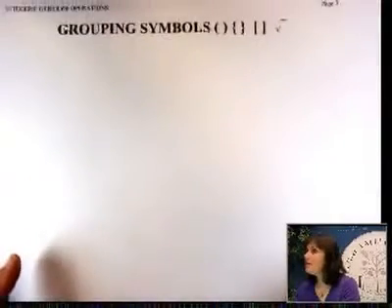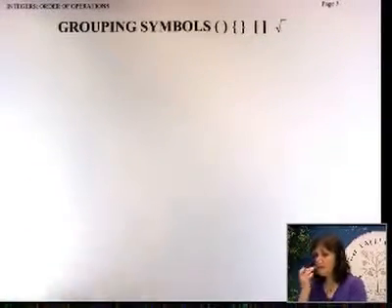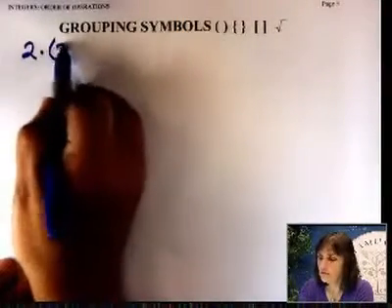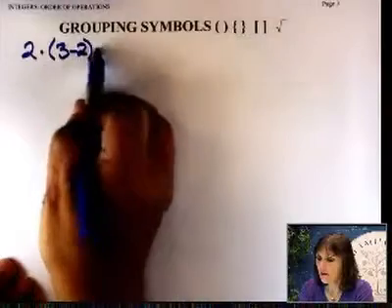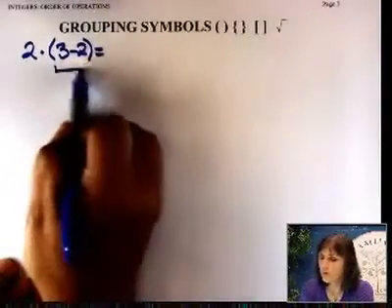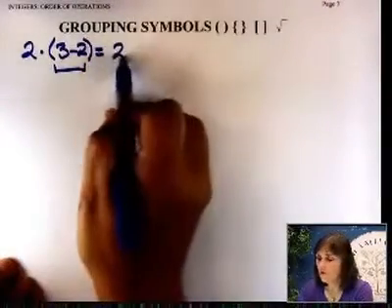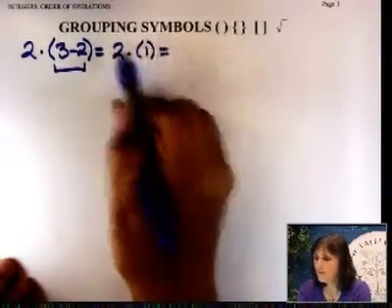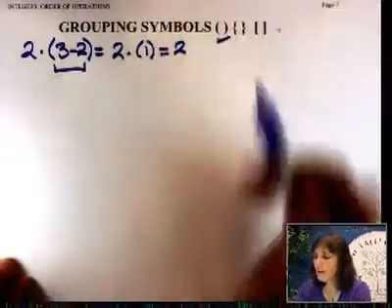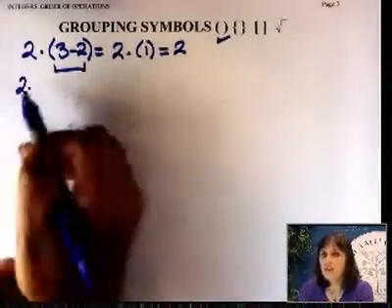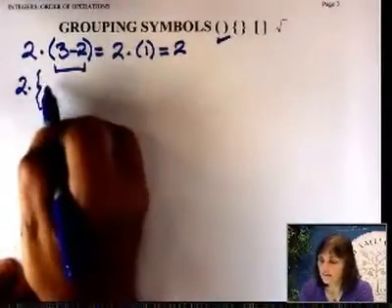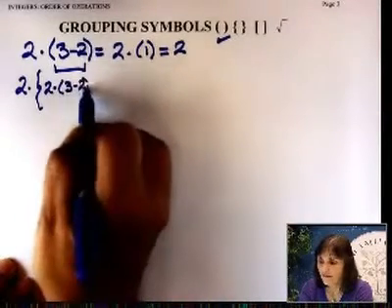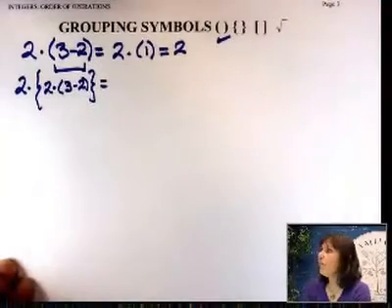Let's talk about grouping symbols. Now when you see something like this, parentheses, what that means is that you have to go do this guy first. 2 times 3 minus 2, that's 1. Do that operation first. 2 times 1 is 2. So we took care of that. Sometimes you'll see a double one like this. My braces look funny. All right, how's that work?